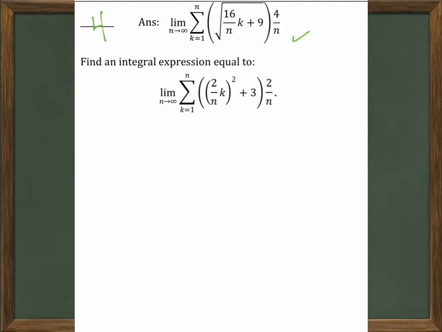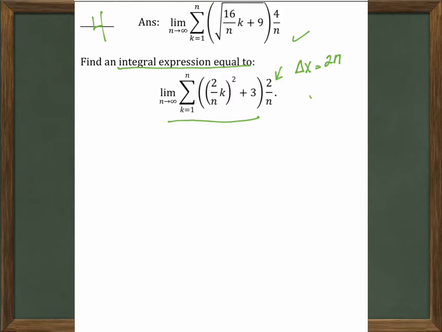Okay, so moving right along, we want an integral expression. All right, so here's the first one of the other kind. We have the limit expression, and we have to turn this into an integral. So first we need delta x, and we can see that's right there. That's equal to 2 over n.